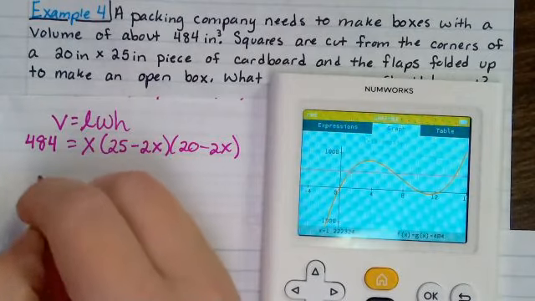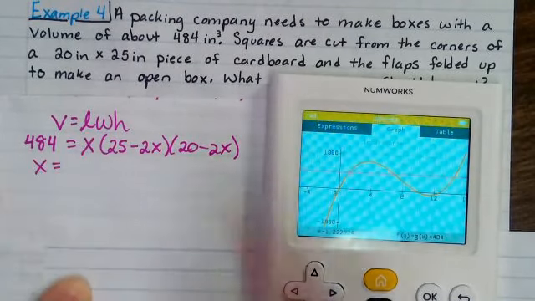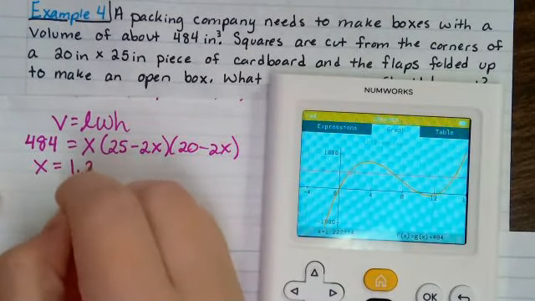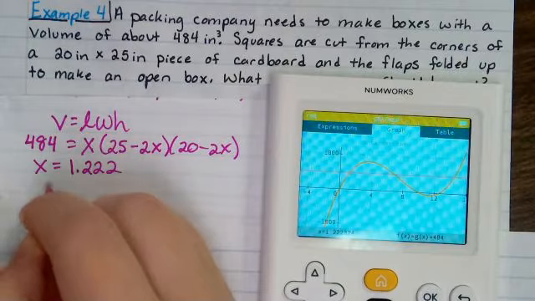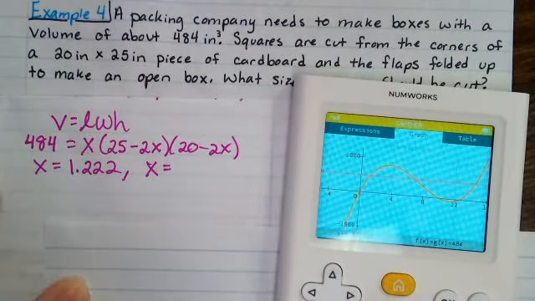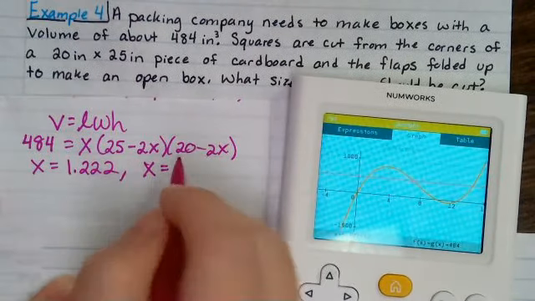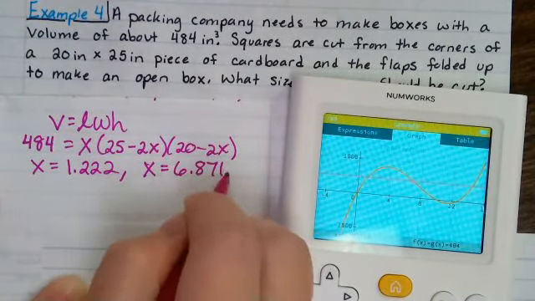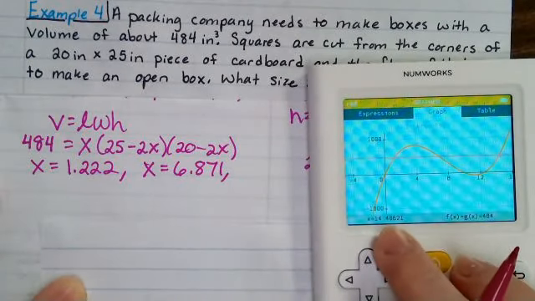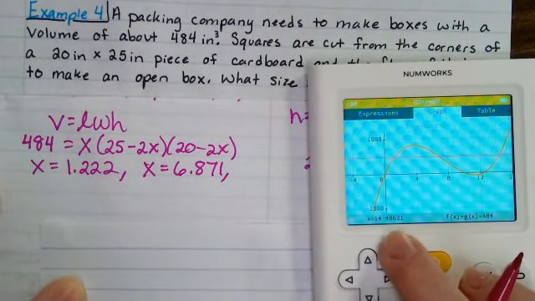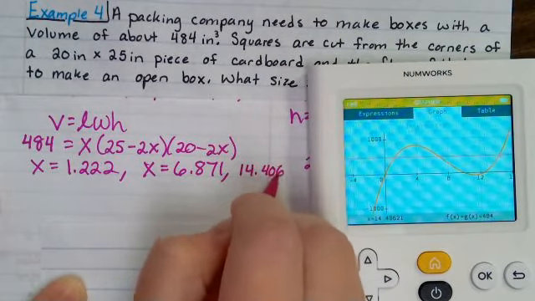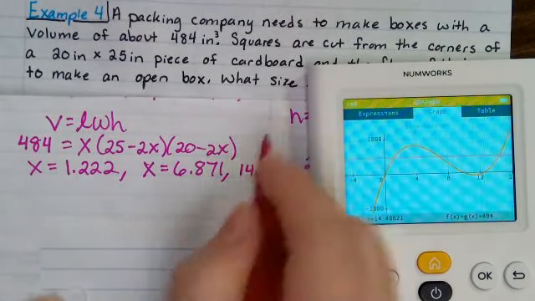So the x values I'm getting here are x equals 1.222. Another I'm getting is x equals 6.871. And then my last one over here, I'm just looking at this little value in here. This is 14.406. Okay? Those are the different ones I'm getting for x.